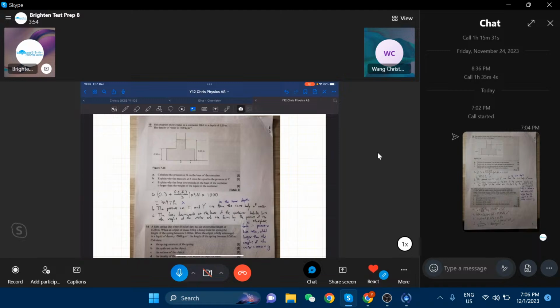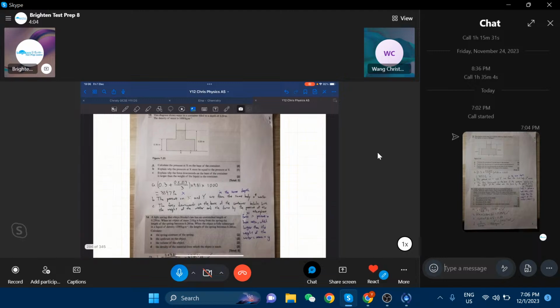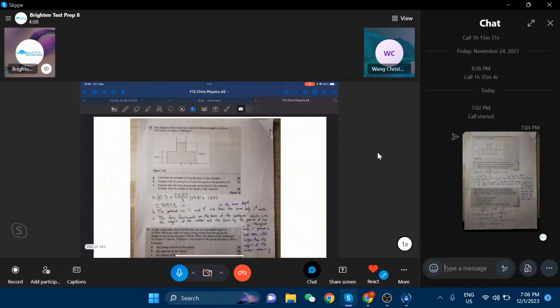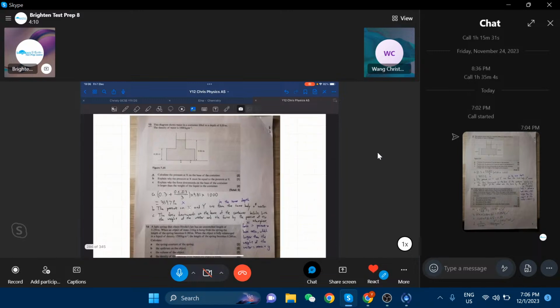And explain why the force downwards on the base of the container is larger than the weight of the water. So, what is question A, first of all? So, questions B and C are basically okay, right? Not really.